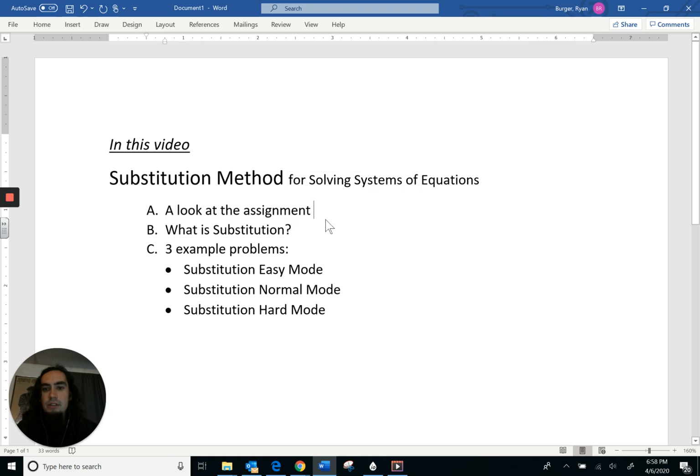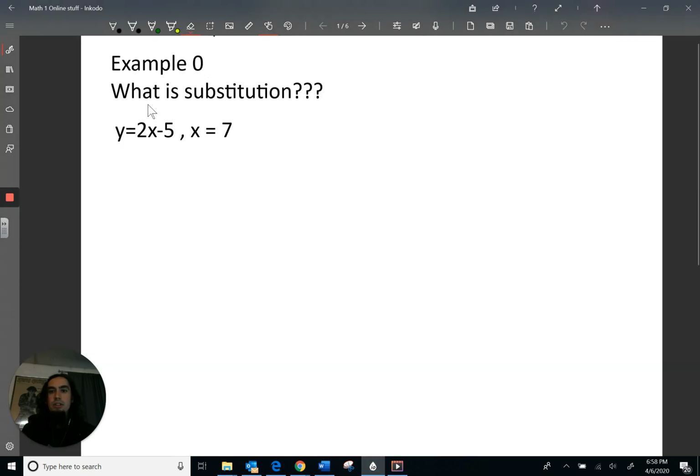All right, so let's go ahead into the next thing. We looked at the assignment, check. Okay, what is substitution? And then we'll do our 3 sample problems. All right, example 0. What is substitution? Okay, well, substitution is like when you replace something. If you substitute something with something else, you're replacing it with something. Like, for instance, if you had a substitute teacher, you're replacing your normal teacher with a stand-in, some sort of substitute.